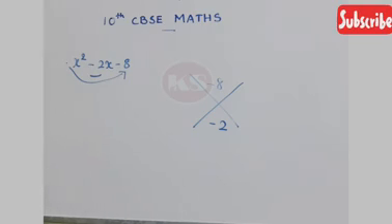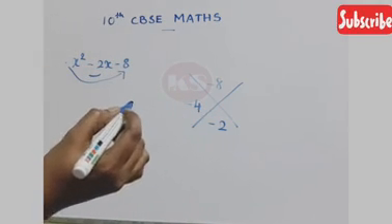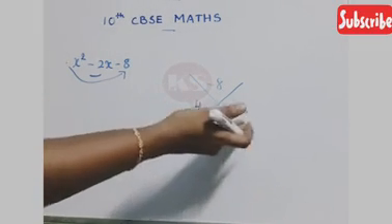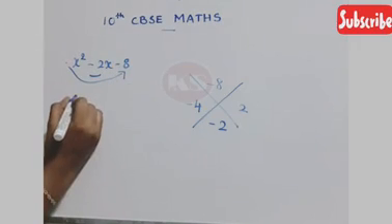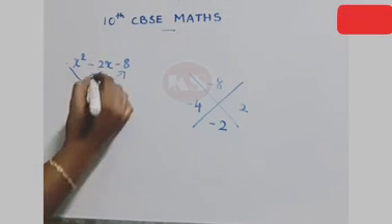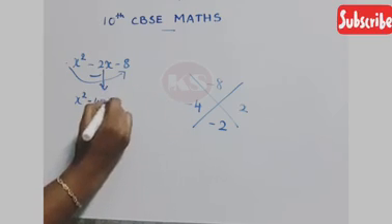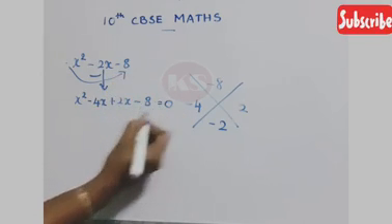So what are the two factors which satisfy this? We have to find out the roots, right? So what are the two terms? Minus 4 and plus 2. Minus 4 plus 2 is minus 2. Minus 4 into 2 is minus 8. So this satisfies the problem. So these are the two roots for this polynomial x squared. So we are going to split the middle term: minus 4x plus 2x minus 8 equal to 0.